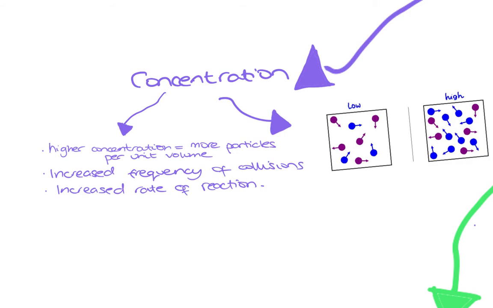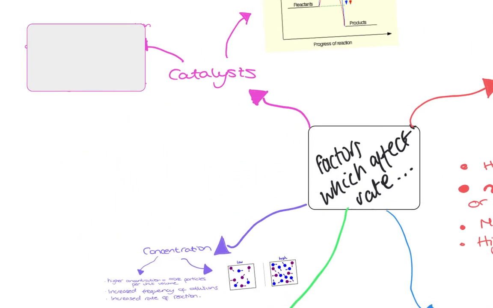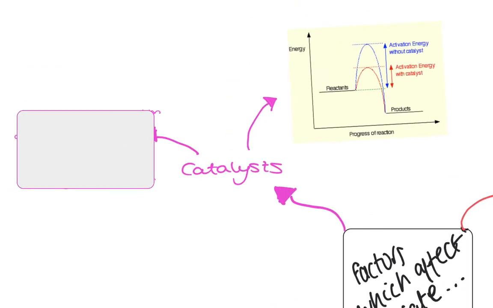So higher concentration means that there are more particles per unit volume. This means that there is an increased frequency of collisions and an increased rate of reaction. I know it's very repetitive, but that's the point. These answers are all very, very similar, and you are very likely to get at least one of these questions on your exams.